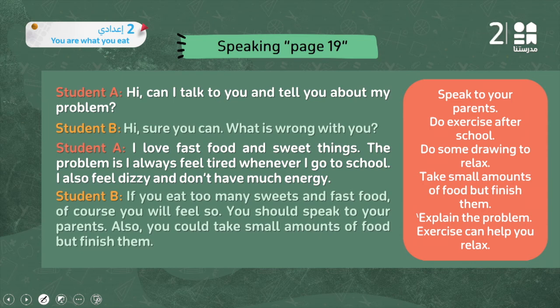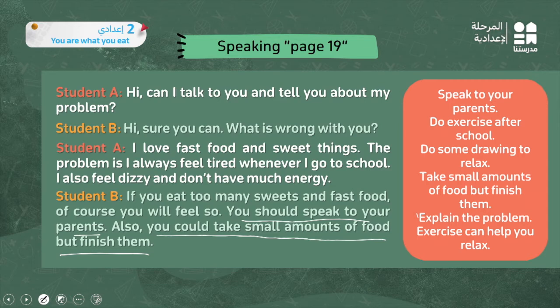If you eat too many sweets and fast food, of course you will feel so. You should speak to your parents. Also, you could take small amounts of food but finish them. هنا أنا استخدمت some expressions that are already made for us in this column. I used you should speak to your parents. لما يكون عندنا مشكلة we can speak to our parents, they can handle it. وبرضو I used another phrase, you could take small amounts of food but finish them. طبعا أنا بختار المناسب أو the suitable ones for my dialogue. If you change the dialogue totally, طبعا you are totally free to change and to take whatever you need from these expressions. Okay, let's go for the rest of the dialogue.